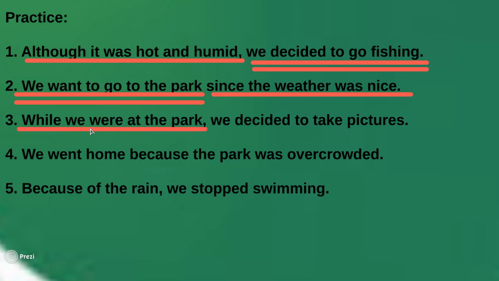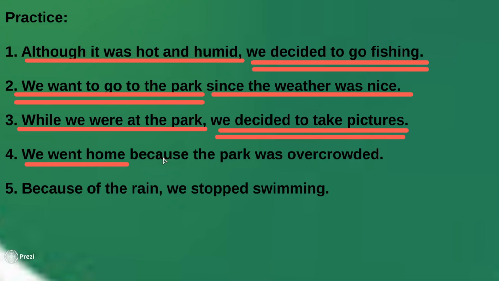Next, while we were at the park. Now you can see here while. While is a subordinating conjunction. And with it and until the comma, we call this a dependent clause. You're right. Next, we decided to take pictures. As you can see, it's a simple sentence now. It can stand alone even without this part. Even if we erase this part and we say we decided to take pictures, it can stand alone. It makes sense. So this is what we call an independent clause. Next, we went home. We went home, which means it makes sense. Okay? So it can stand alone. Therefore, this is your independent clause.